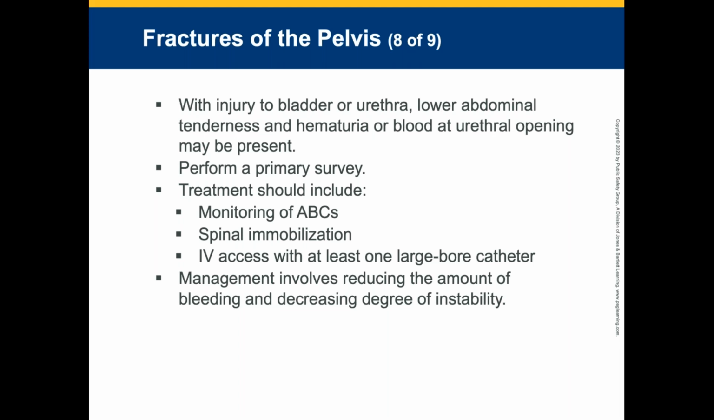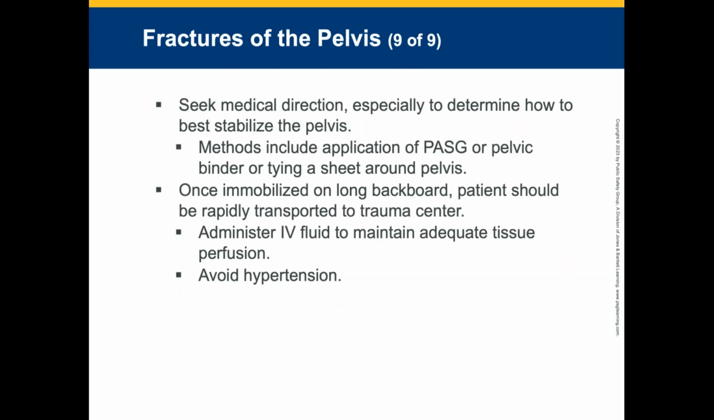So treatment should be ABCs, spinal immobilization, IV access with at least one large bore catheter, and fluid management. Management involves reducing the amount of bleeding and decreasing the degree of instability. That's the biggest thing. For methods of stabilization, we can use the MASS trousers, again, for the National Registry. We're not going to be using those in the field for real world stuff. Once immobilized on a longboard, the patient should be transported rapidly to a trauma center. Before that, though, IV fluids, cardiac monitoring, and avoid any kind of hypertension that would flood the pelvis even more and push out our cells.